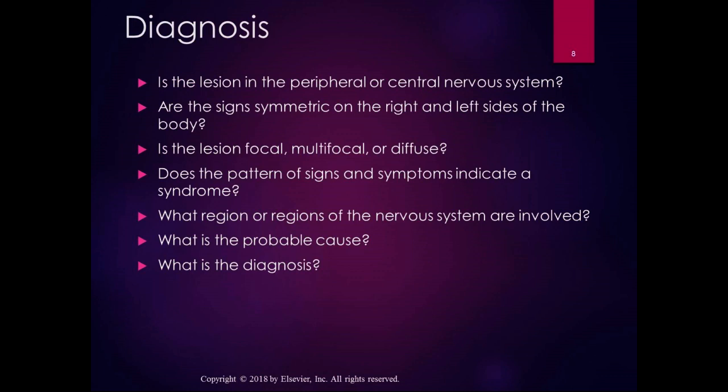Does this group of signs and symptoms indicate a syndrome going on? What region or regions of the nervous system are involved? Is it the peripheral nervous system? Is it the central? Is it the brain? Is it the spinal cord? Is it the basal ganglia? What regions are involved? And what is the probable cause? A lot of the chronic neurodegenerative disorders are idiopathic, meaning we don't know what causes them. But sometimes there is a specific cause. Usually with a CVA, they will say whether it was hemorrhagic, meaning there was excess bleeding, or caused by a clot, which is more common for brains. So what's the probable cause of this diagnosis? And then what is the diagnosis basically?